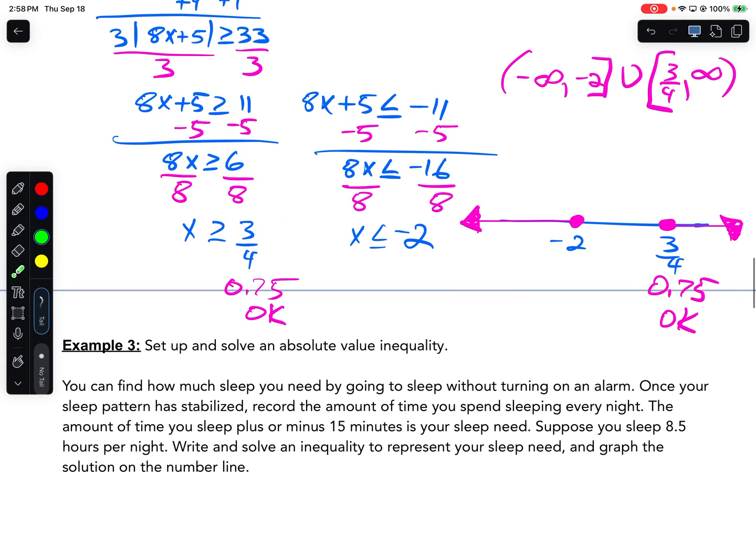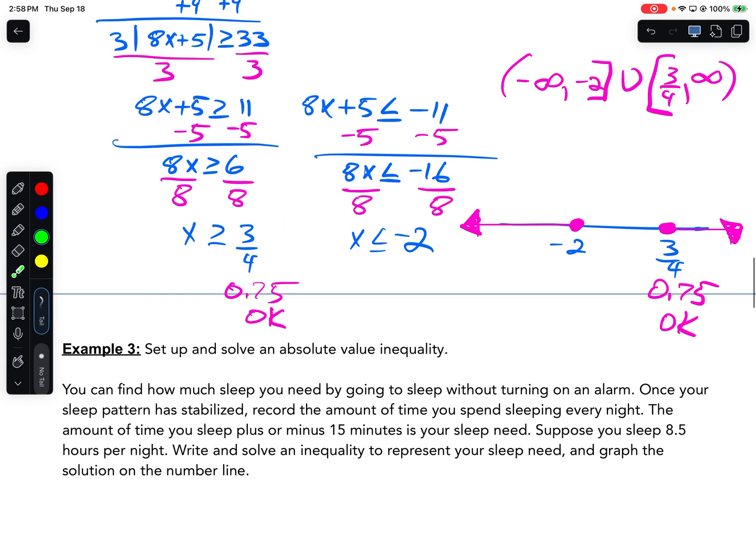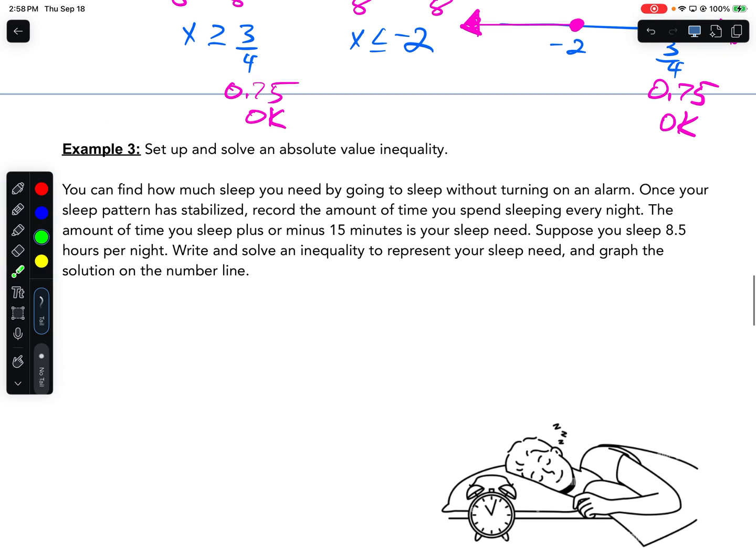Story problem. Do we all get that down? Any questions on that? We good? Okay. All right. You can find out how much sleep you need by going to sleep without turning on an alarm. Once your sleep pattern is stabilized, you record the amount of time you sleep every night. The amount of time you sleep is plus or minus 15. And you sleep 8.5 hours per night.